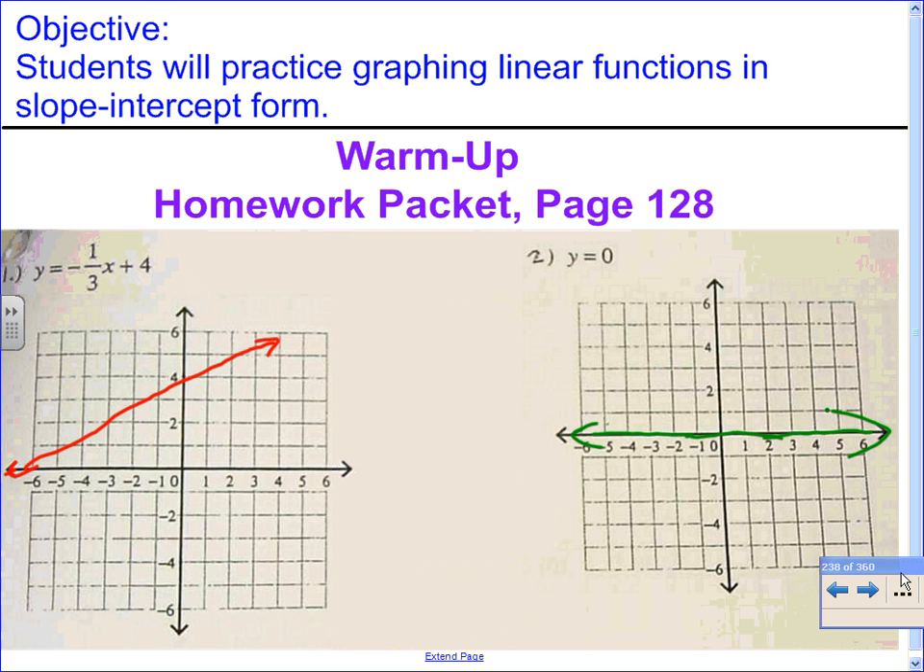Doug? To the right, too. Did you hear what we just said? Okay. If it's negative, down to the right. If it's positive, up to the right. So we need to fix number one. Okay, number one is a negative slope.